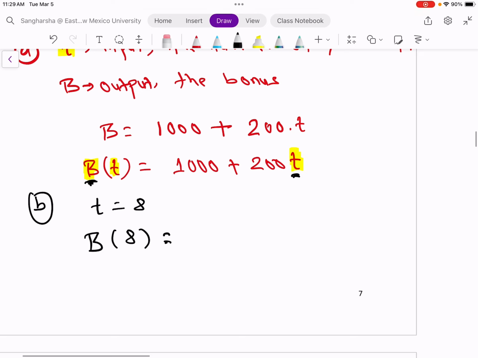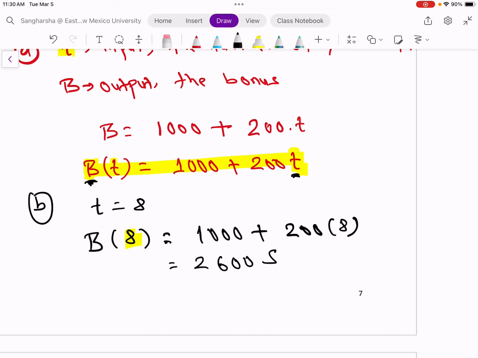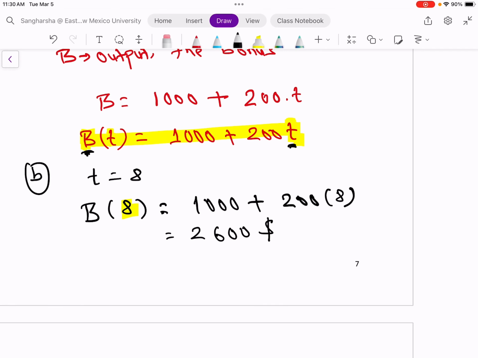B is a function here. And how do we find this B of 8? You substitute 8 for every T in your bonus function. So we have 1000 as it is plus 200 times 8. 200 times 8 is 1600, plus 1000, that is $2600. So she will receive a $2600 bonus once she has been employed for 8 years.